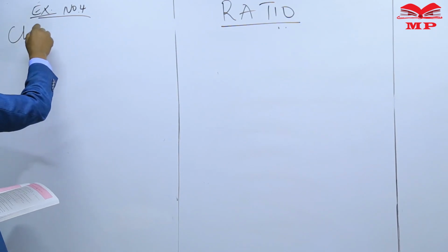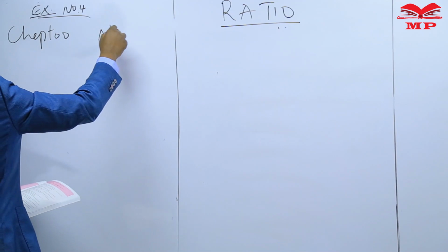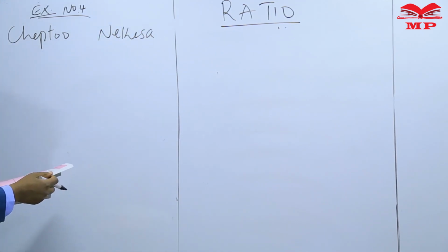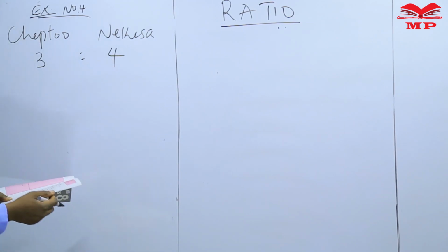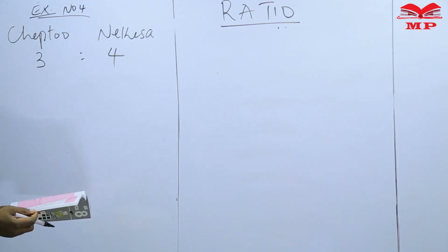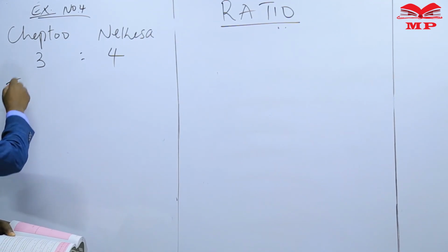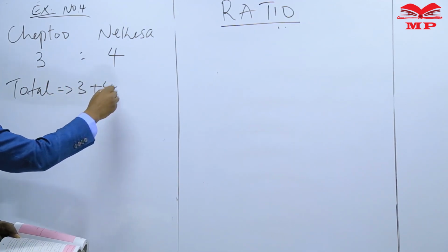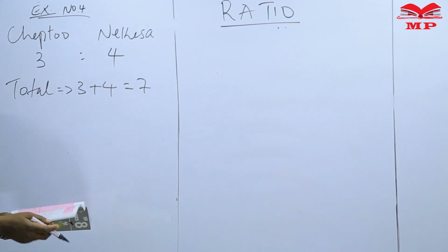Cheptoo and Nekesa. They shared 350 bags in the ratio 3 to 4. So the question is, express Nekesa's share as a fraction of the total. The total is 3 plus 4, which is equal to 7.